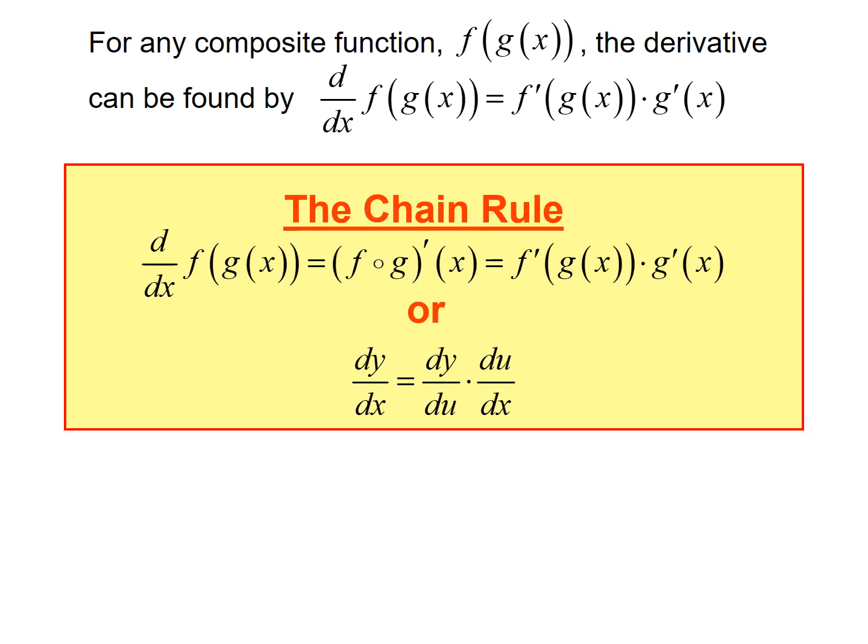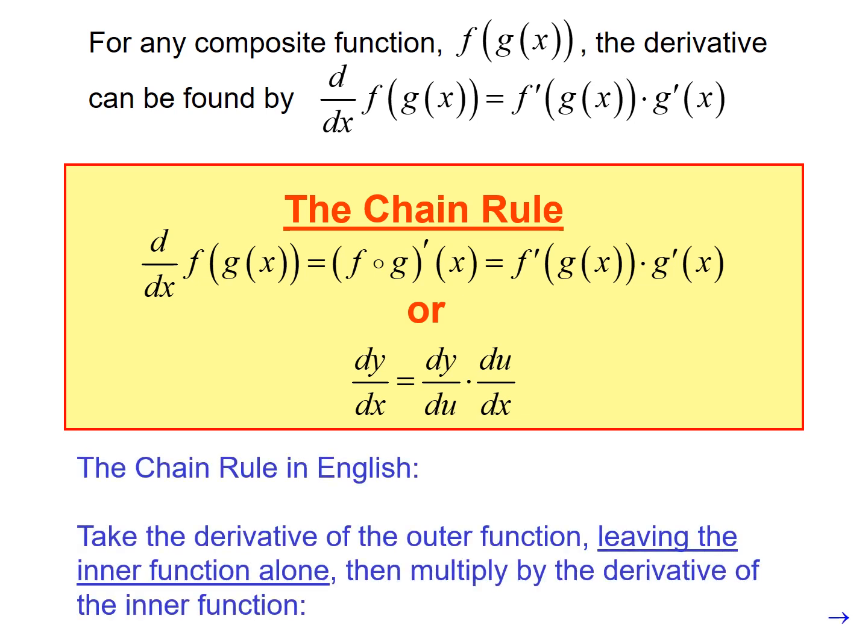So the chain rule comes in two forms, one using our function notation, another one using our dy dx notation. So dy dx equals dy du times du dx. So if we relate that back up to what we have up above there, dy du would be like f prime of g of x, and du dx would be the derivative of g of x. So u would be considered the inner function.